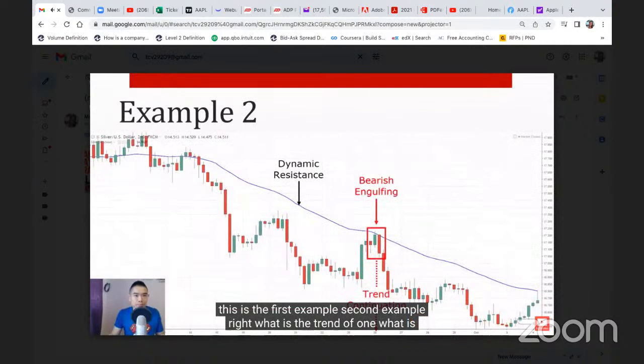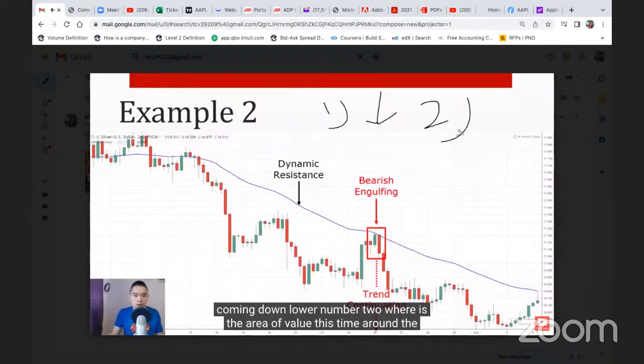Second example, what is the trend? Number 1, what is the trend? Trend is, well, down, right, downtrend. You can see that the price is coming down lower. Number 2, where is the area of value? This time around, the area of value is a moving average. This is the 50-period moving average, right? It's acting as a dynamic resistance.